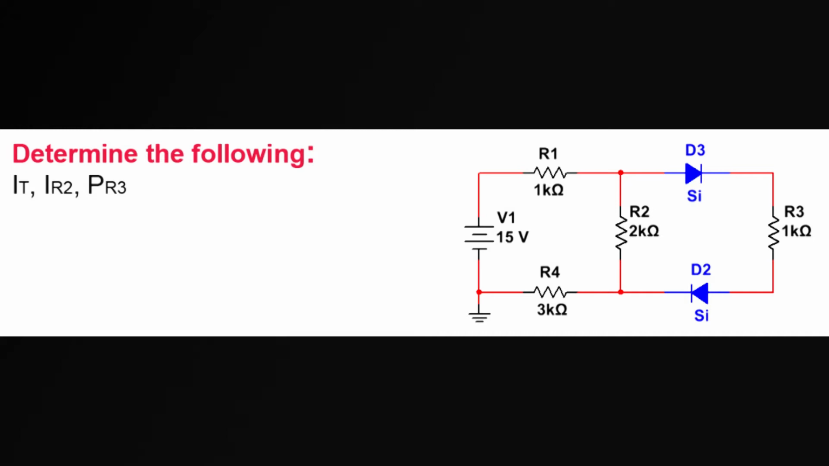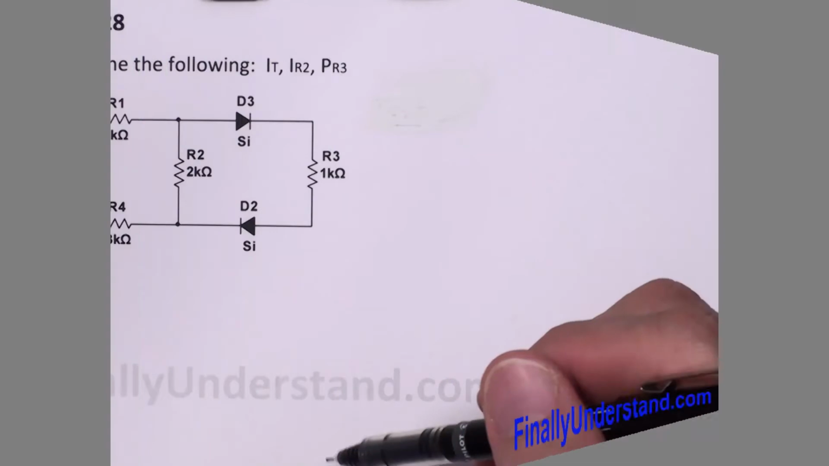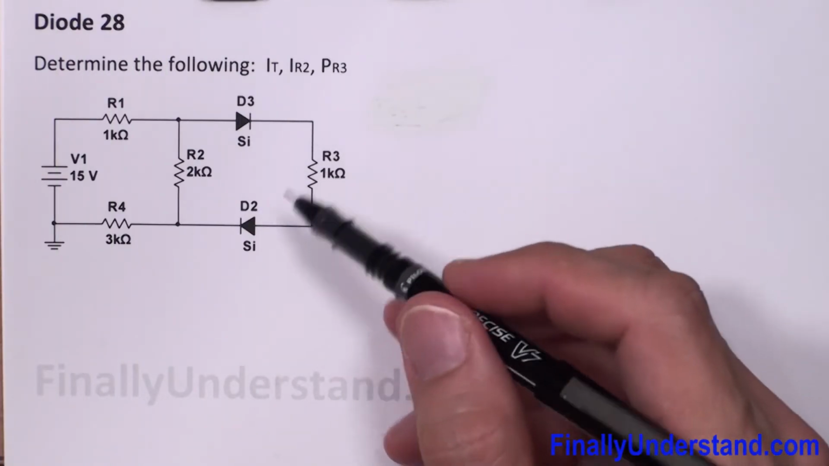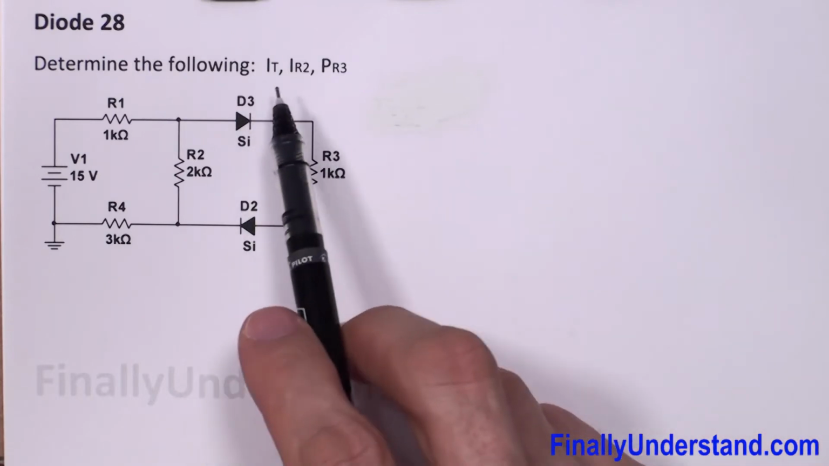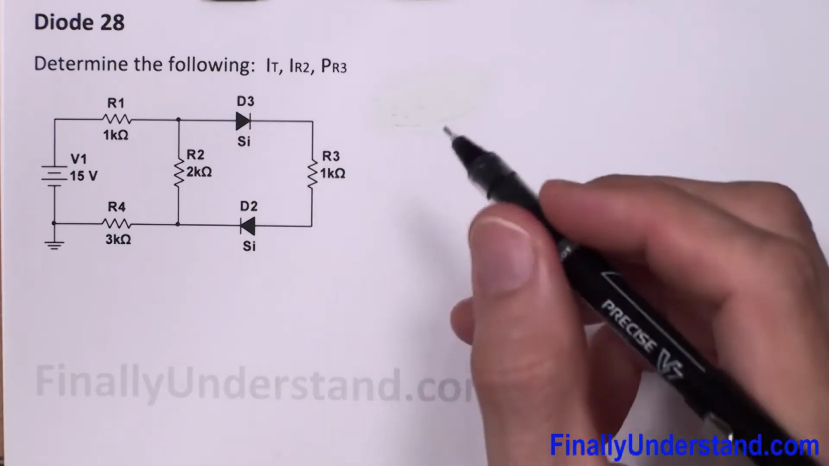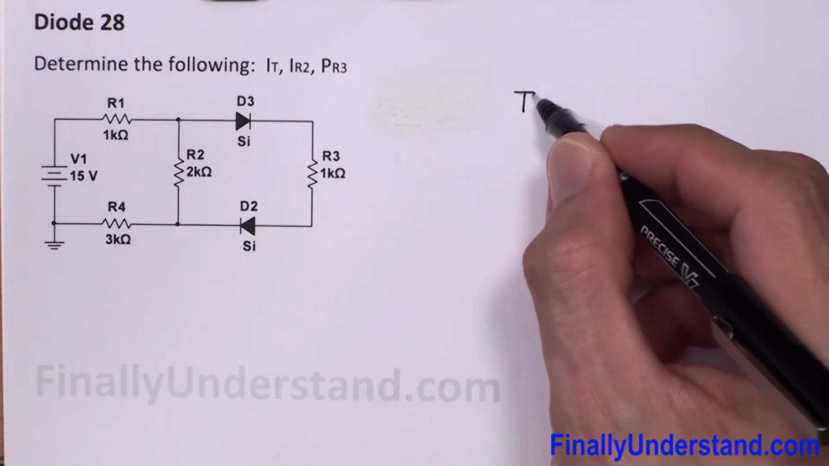Let's take a look at this example. There are many ways to solve this kind of problem. I'm going to use Thevenin's theorem to solve the following quantities. Now I'm going to make the test first.